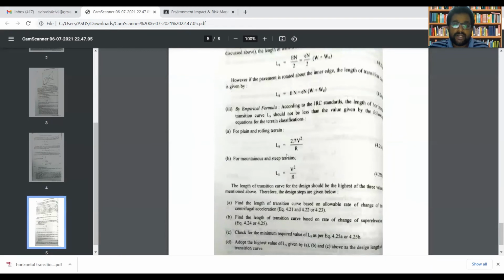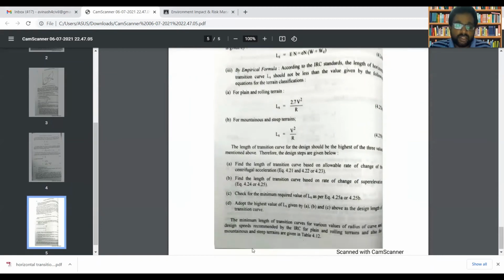For plain and rolling terrain, length of transition curve is equal to 2.7 V square by R. V is the design speed in kilometer per hour. In this expression, V is in capital letter, which means that the unit of V is kilometer per hour. For mountainous and steep terrain, length of transition curve is equal to V square by R. So this is how the length of transition curve is obtained.